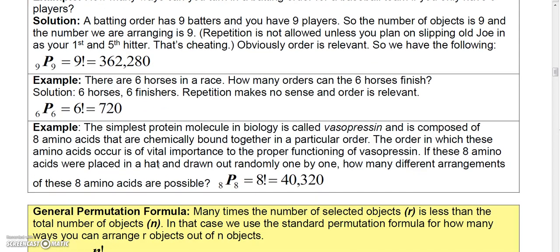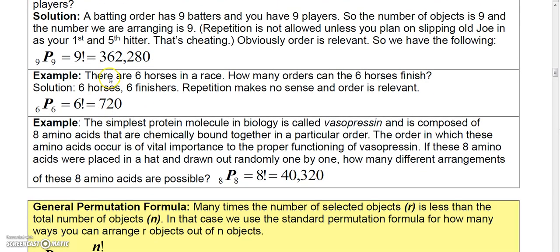The next example says there are 6 horses in a race. How many orders can the 6 horses finish? Well, again, I've got a total of 6 horses, and I want to know how many ways all 6 can finish. So this would be 6P6, which is simply 6 factorial, 720.